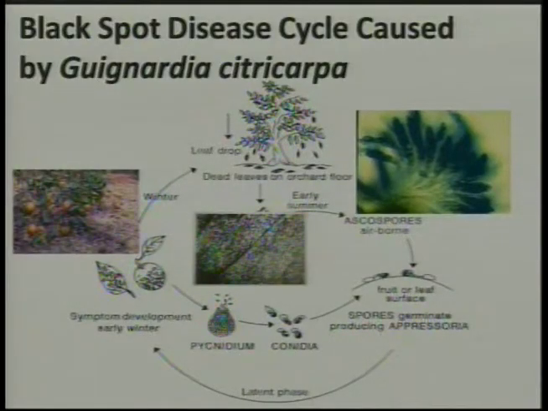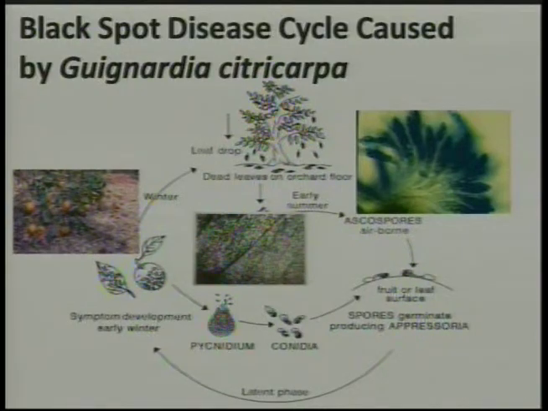So, disease cycle and suppression. Black spot is caused by a fungus called Guignardia citricarpa. It has a somewhat complicated life cycle, but it starts at the top of the life cycle with the leaf drop. We're just coming out of the leaf drop now. The dead leaves are on the orchard floor and starting to decompose. As they decompose, they produce the structures that form the ascospores, which are the sexual stage spores. These are ejected during wetting events up into the air. They're airborne. They then travel to the remaining parts of the fruit and trees.